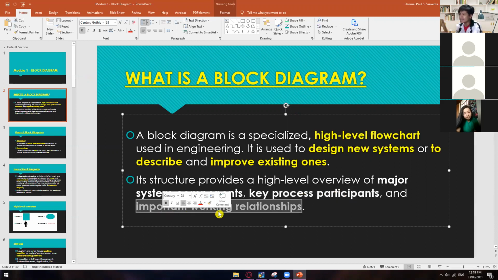It is not limited to one system only. It can have two systems connected with each other: one input, then a system, and that output passes through another system, and so on, and then another output again. So you can have as many working relationships as you want in your block diagrams.